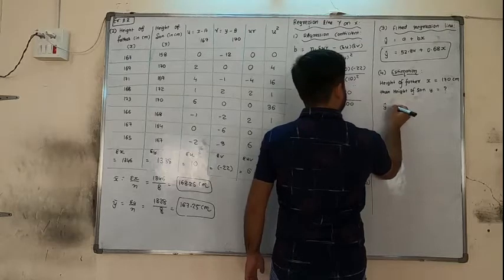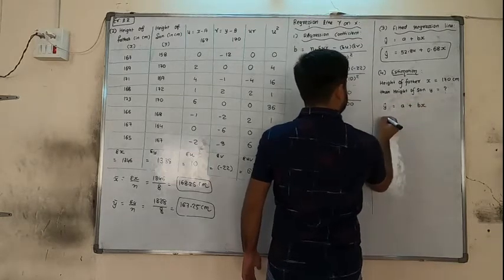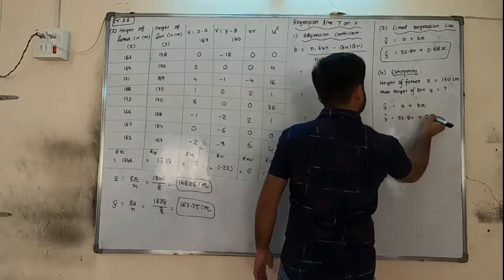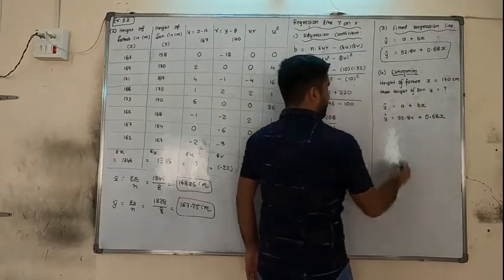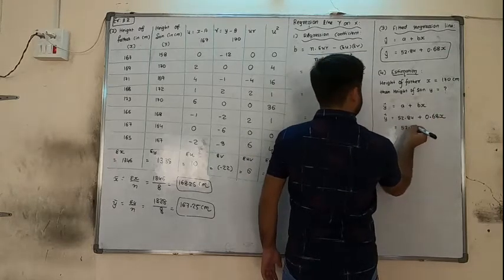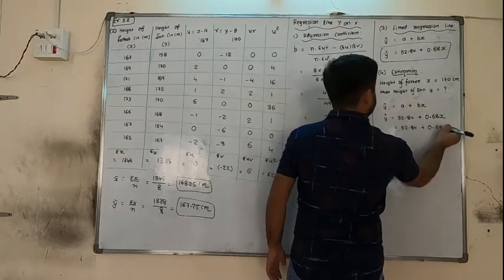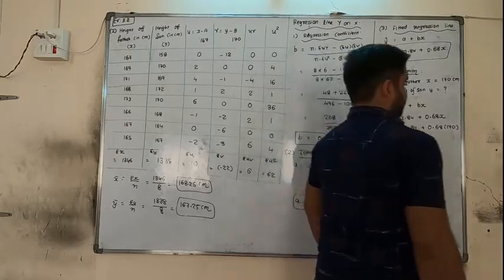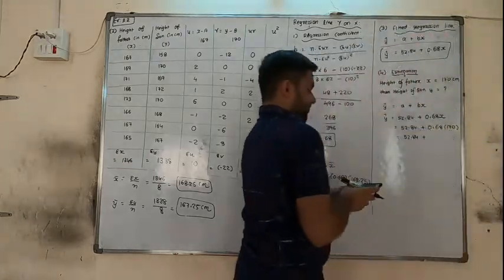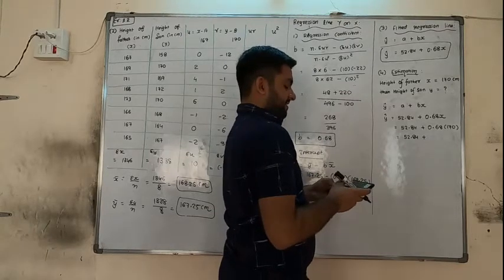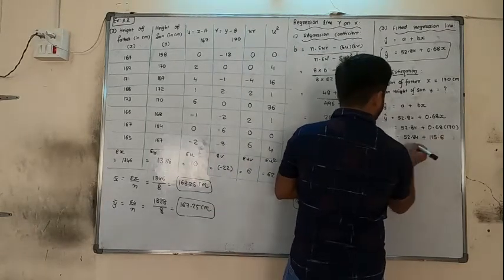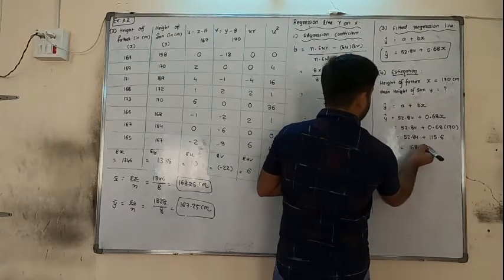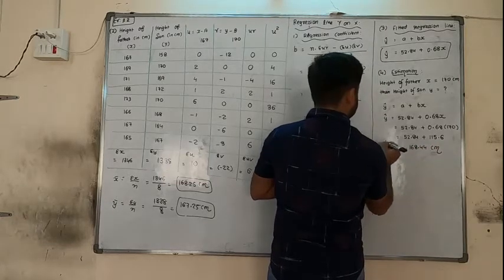So y cap is equal to a plus bx, which is 52.84 plus 0.68 x. So 52.84 plus 0.68 multiplied by 170. 0.68 multiplied by 170 is 115.6, plus 52.84 gives 168.44 centimeters.